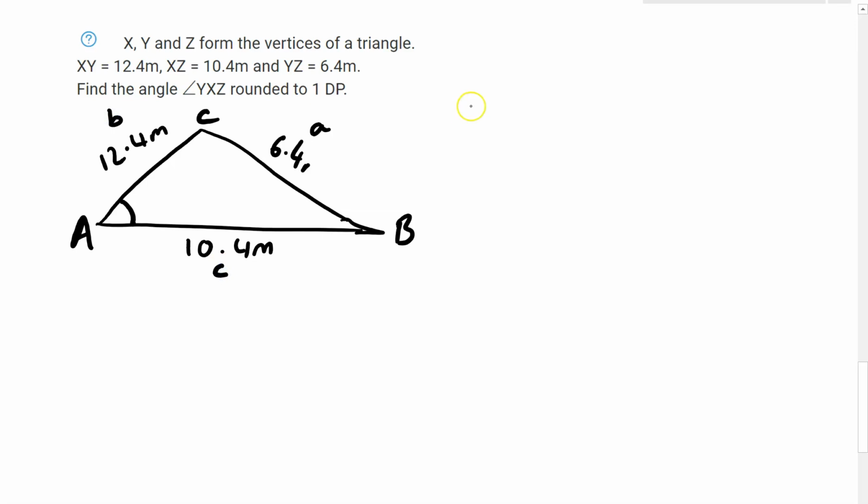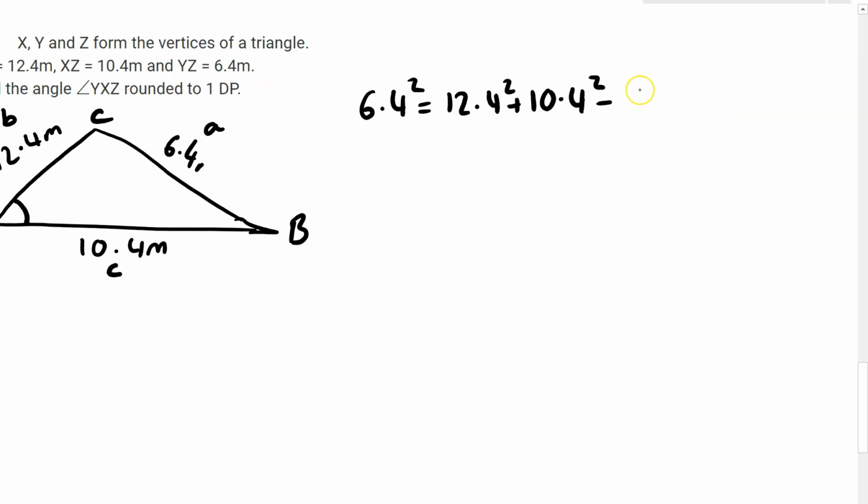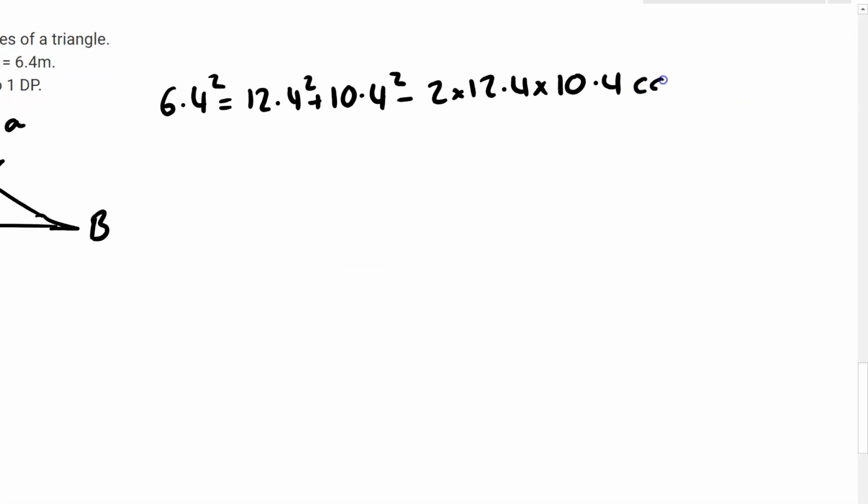Subbing into the formula, we get 6.4 squared is equal to 12.4 squared plus 10.4 squared minus 2 times 12.4 times 10.4 times cos A. Now we can't just shove all that in a calculator like we have done before because we don't know what cos A is.